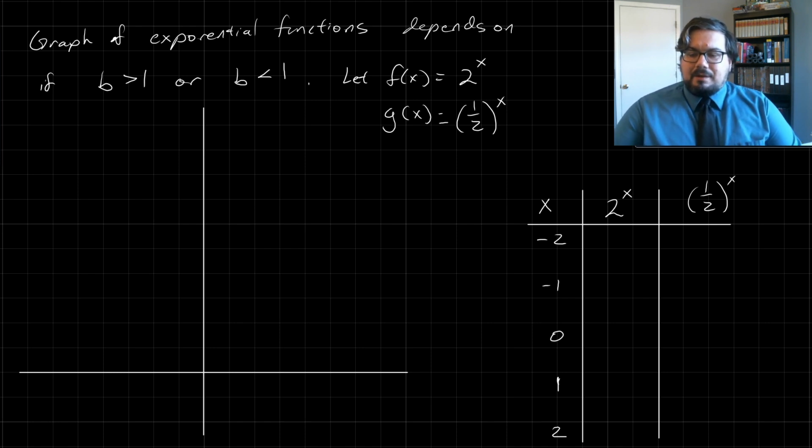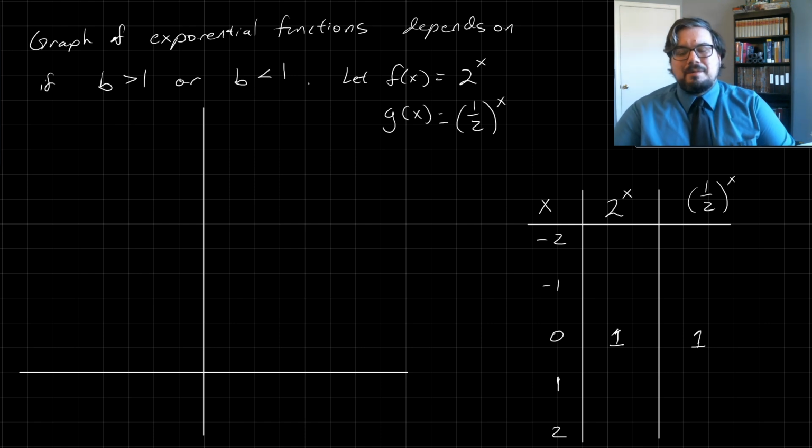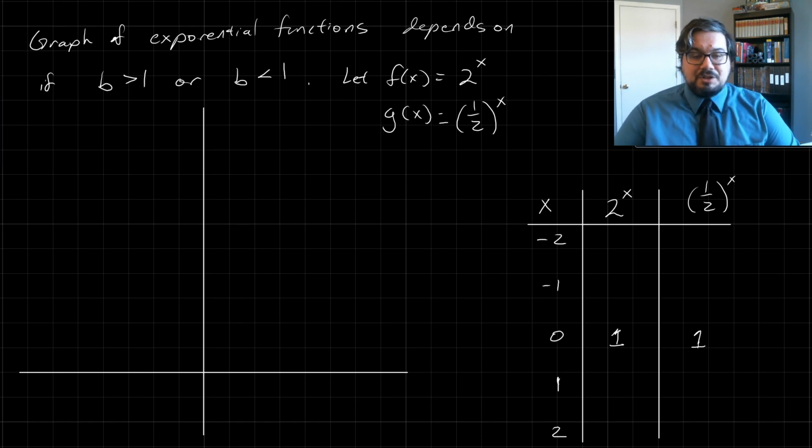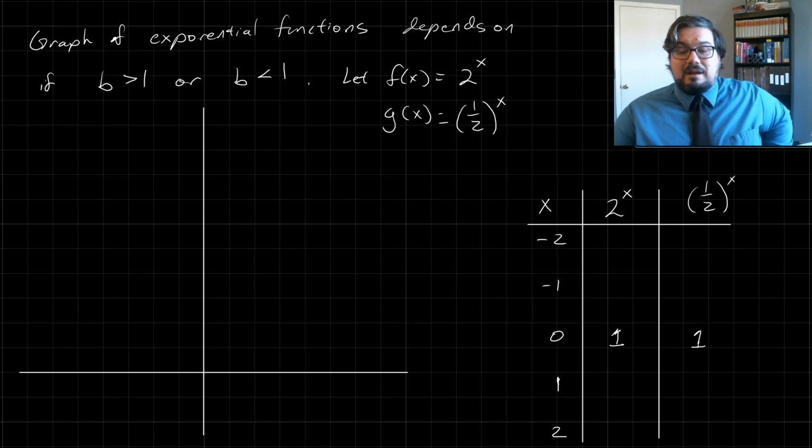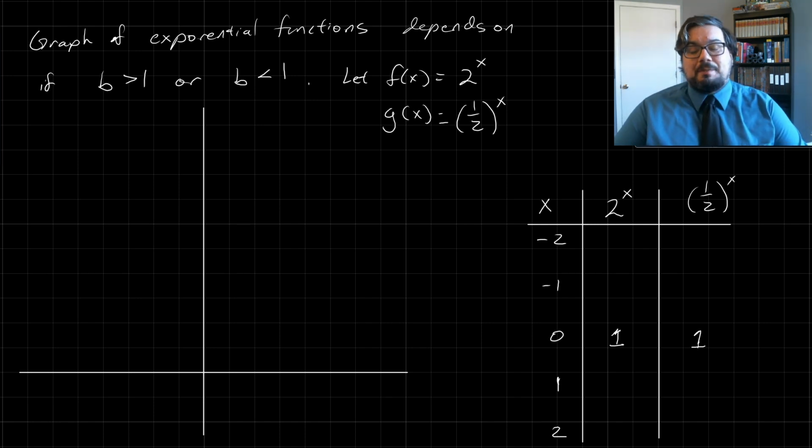Now, when x is -2, or let me start with 0 actually. 2 to the 0th is 1. 1/2 to the 0th is always 1. In fact, any positive number raised to the 0th is always going to be 1. So that's the first thing that we're going to note, is that we've got the y-intercept of any exponential function is always the same.